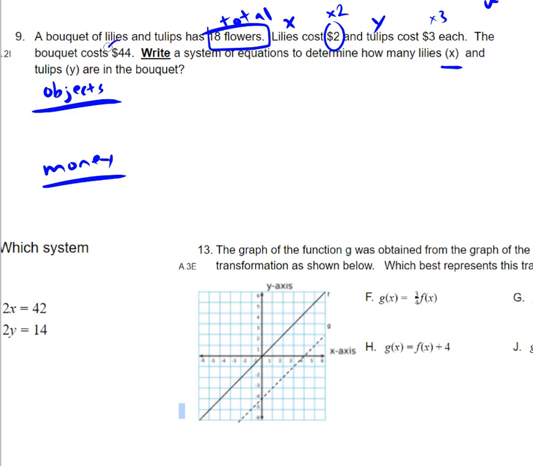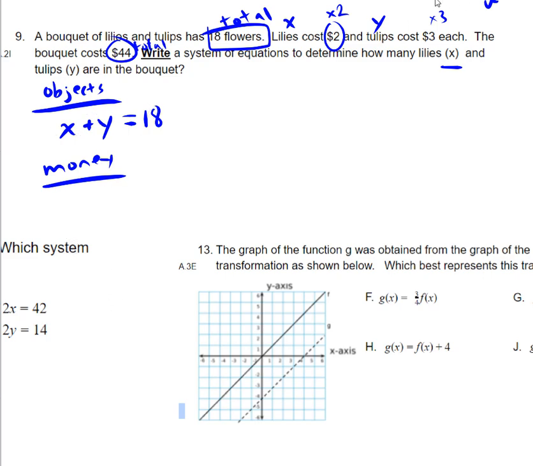And the bouquet together costs $44. So that sounds again to me like a total. That sounds like it's going to be the total of the money. So now they want me to write a system of equations to determine how many lilies X and tulips Y are in the bouquet. So I'm going to start with my objects equation here. My objects total sounded like it was 18, right? And my two objects that make up those 18 flowers are my lilies and my tulips. My lilies are X and my tulips are Y. So if I take my lilies, X, and I add to that my number of tulips, Y, I should get 18. So in other words, X plus Y is 18.